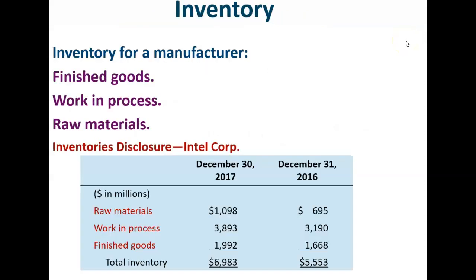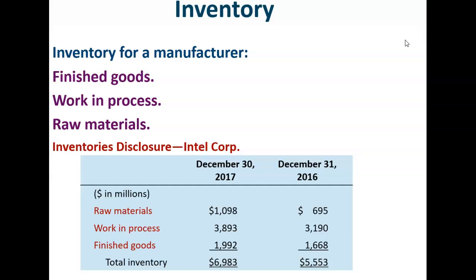Inventory for a wholesale or retail company consists of finished goods for sale to customers. For example, you buy finished goods such as shoes and athletic wear from Nike, potato chips at Costco, school supplies at Staples, and a new shirt at Gap.